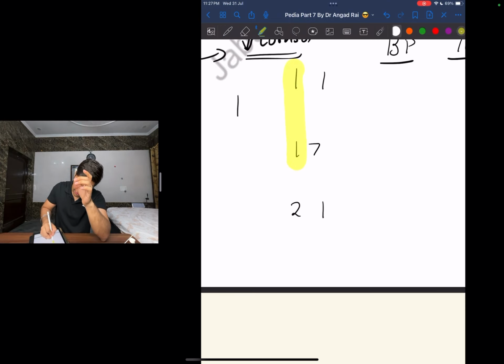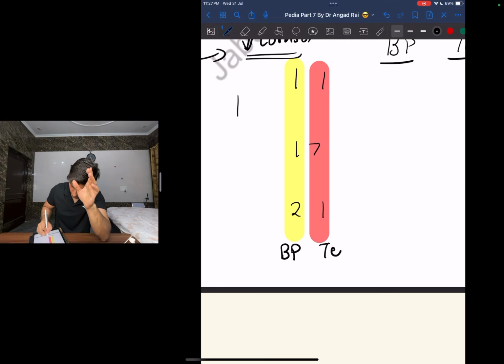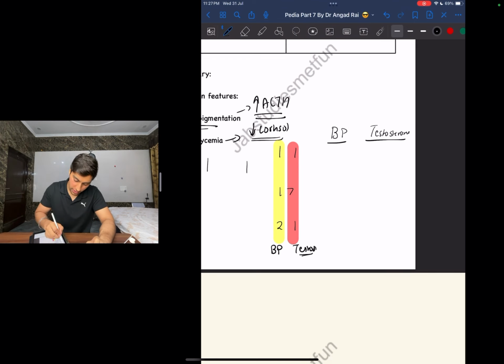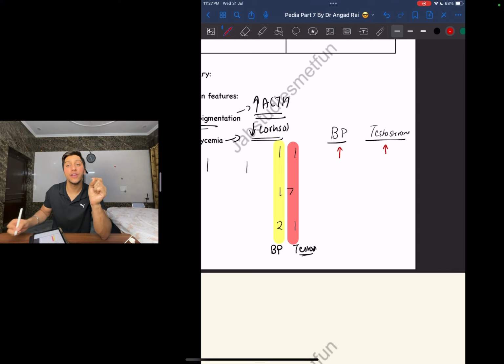The first digit is going to represent, this is the hack, BP, and the second digit is going to represent testosterone. Okay? And what did I say? Wherever 1 will be there, that value will increase, and wherever any other number than 1 will be, that value will be decreased. Let us apply this hack. BP and testosterone. So in the condition of 11 beta hydroxylase deficiency, BP will be more, testosterone also will be more. Why? Because both are 1, 1.